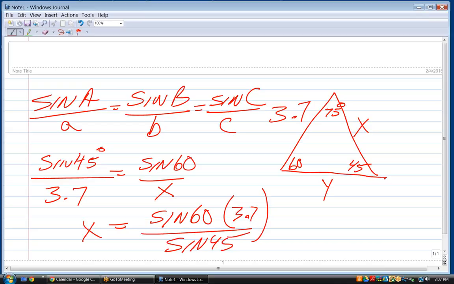Let's come up with an answer for that. Make sure you're in degrees. I am. Should this number be greater or less than 3.7? Greater. Well, yeah, it's 4.5. Okay, and that makes sense because you always want the side opposite a 60-degree angle to be greater than the side opposite a 45-degree angle.